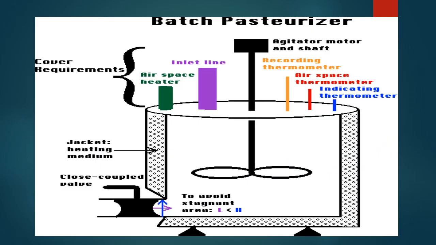Here is a diagram of the vat type double jacketed batch pasteurizer. Here we can see the gap between the two walls where the steam will be, and at the top there are openings for a thermometer recording temperature, the agitator, airspace, and inlet line, and at the bottom we can see the agitator and the lid, etc.